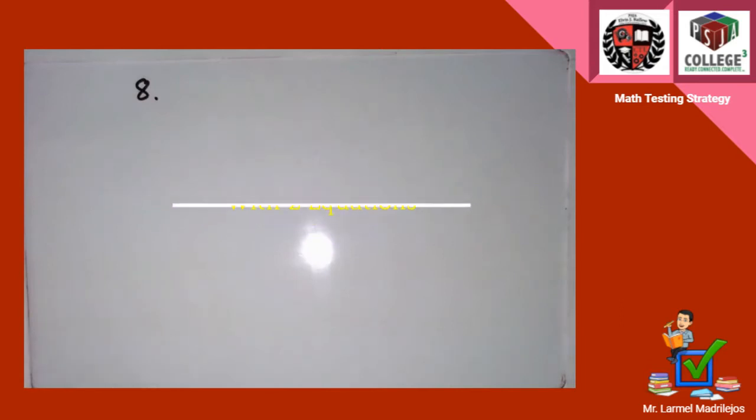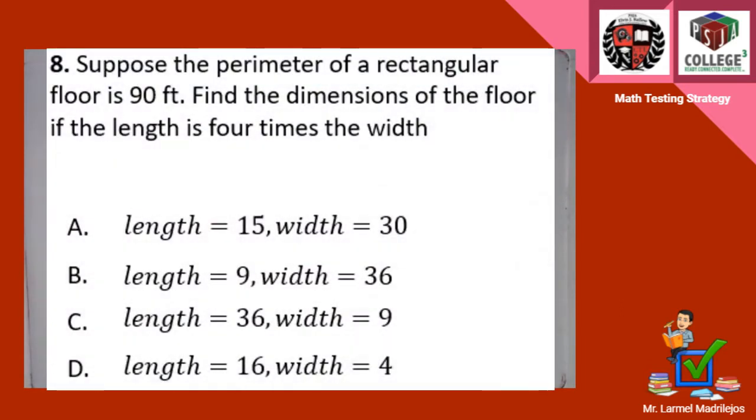Question number 8. Geometry. You can also use the substitution strategy here. Suppose that the perimeter of a rectangle floor is 90 feet. Find the dimension of the floor if the length is 4 times the width.